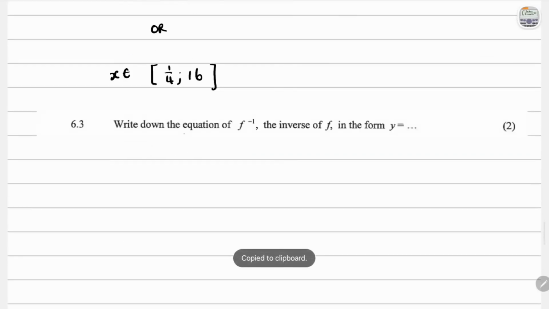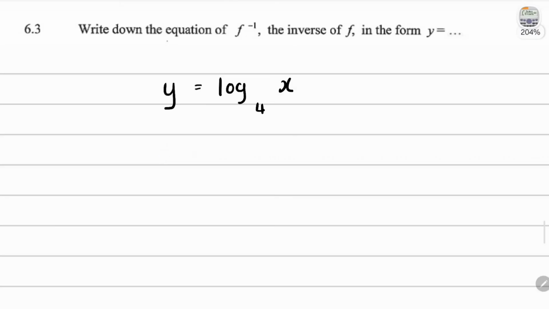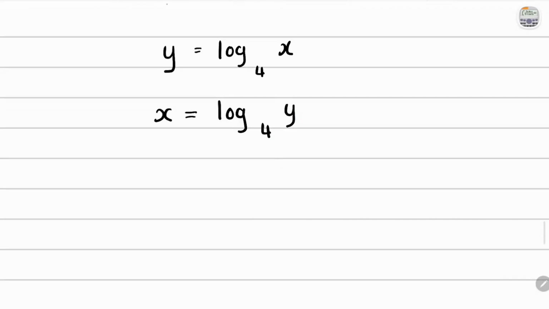And you can just write this in terms of y already. And then to find the inverse, we're just going to swap x and y. So this is going to be y equals, to find the inverse, we switch x and y. So x is equal to log of y base 4. And now we just need to make y the subject.